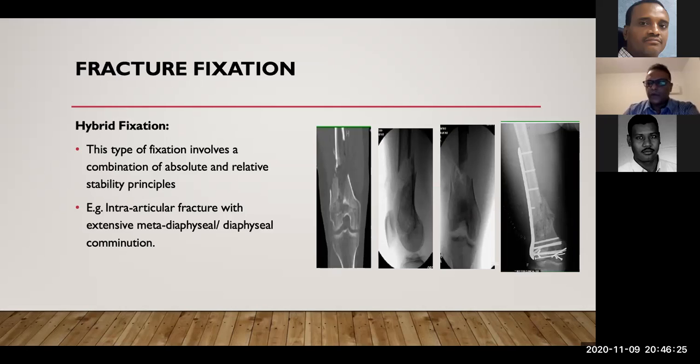An example for this, if you can see in these illustrations, this fracture we show here in the scan is an intra-articular fracture, however, extending to the metaphysis. And we achieve absolute stability around the joint. However, we bridge the comminuted part of the fracture in the metaphysis, and this is hybrid fixation, which is absolute stability around the joint and then relative stability in the metaphysis, or sometimes in the diaphysis if the fracture extends to the diaphysis.